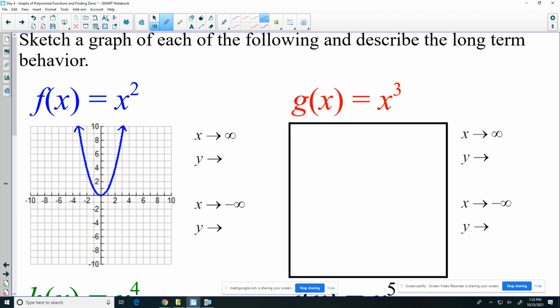Then you're going to tell me, as your x values get larger and larger, so start at the origin and move to your right, trace the graph to your right. What happens to my y values? Well, they're getting larger and larger as well. They're going to infinity. Start at the origin again. Trace your graph the other direction. What's happening to my y values? Well, again, they're going bigger and bigger and bigger. They're going to infinity.